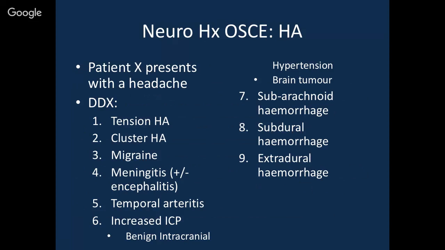So if a patient presents with a headache, these are the 9 differentials I would expect you to be putting down, and we'll go through exactly how to work through that. So how many people had tension headaches? Hands up if you had cluster headache, migraine, meningitis, temporal arteritis, increased intracranial pressure in general, and anyone had benign intracranial hypertension? Good job. Brain tumor? Anyone a brain tumor? Yep. Subarachnoid, subdural, and extradural. So it can seem really daunting. How the hell do you think of all of these things? Did anyone have any differentials that I didn't mention?